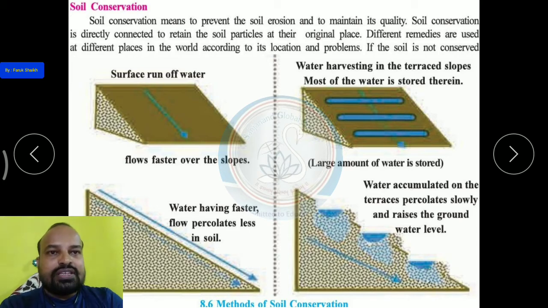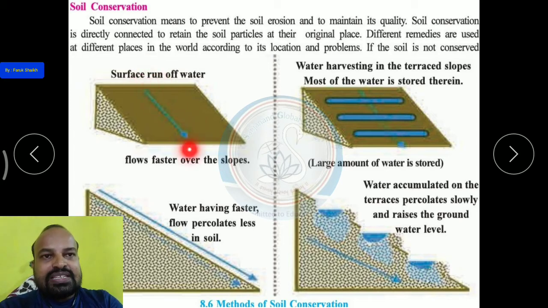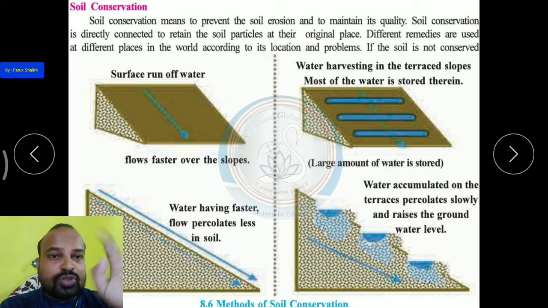Now here you can see the sloping flow of the soil. What happens is that water from the top will flow very easily and very fast, and it also carries some soil particles with it.